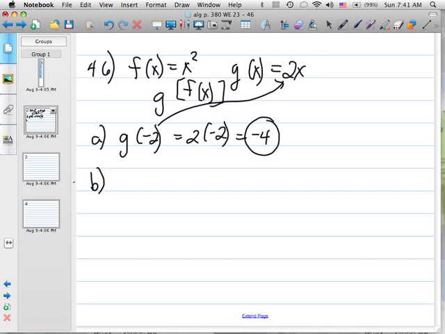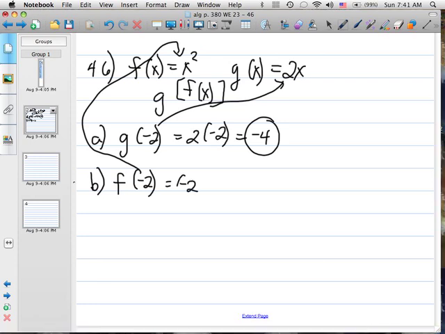B, we have f at negative 2. So this time we're going to plug in negative 2 to this function. So negative 2 squared. Negative 2 times negative 2 is positive 4.